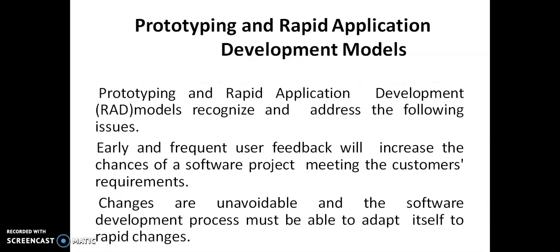Next is the prototyping and rapid application development model. Prototyping and rapid application development models recognize and address the following issues. Early and frequent user feedback will increase the chances of a software project meeting the customer's requirements. So it is very important that a project should meet all the customer requirements. A project will come out in a fruitful way only when all the customer requirements have been included in the project. So when the project moves on, there will be more changes. The changes are unavoidable and the software development process must be able to adapt itself to rapid changes.